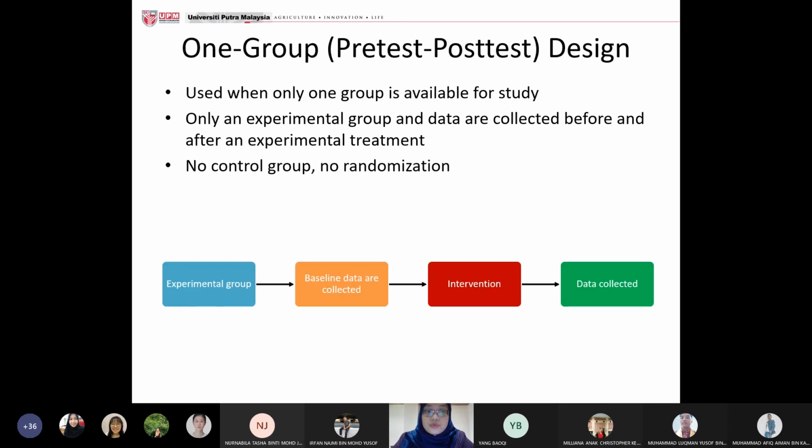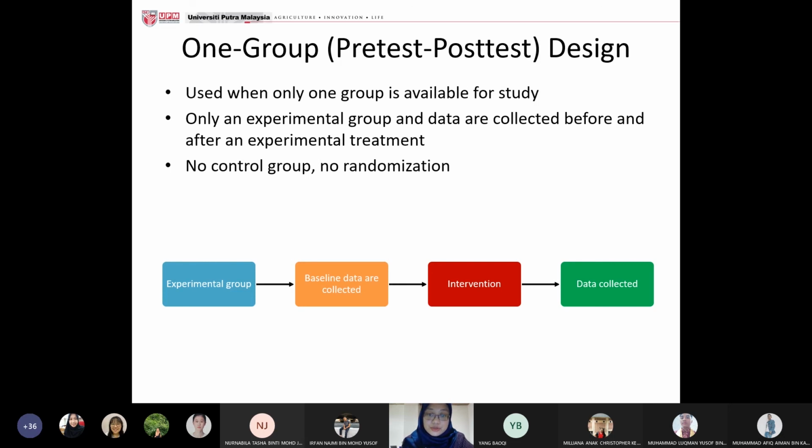And there's also one group pre-test post-test design. So this is only one group. They don't have a control group, only the experimental group. It's used when only one group is available for study. Okay, and you have your pre-test and you have your post-test. They don't have any control group, no randomization. So this is actually the weakest quasi-experimental design, but it might be the only option you have.